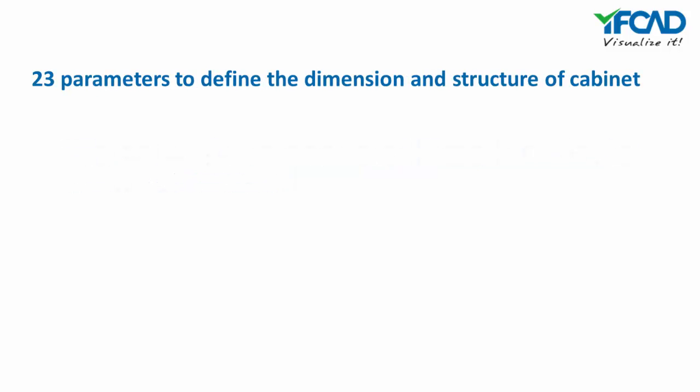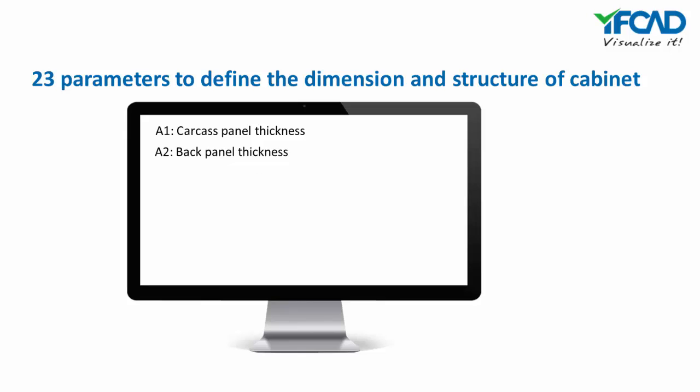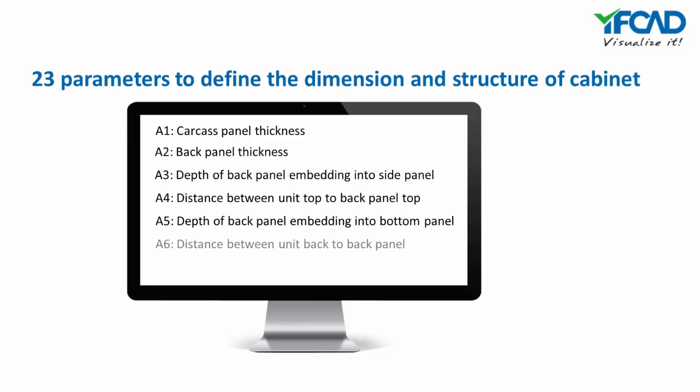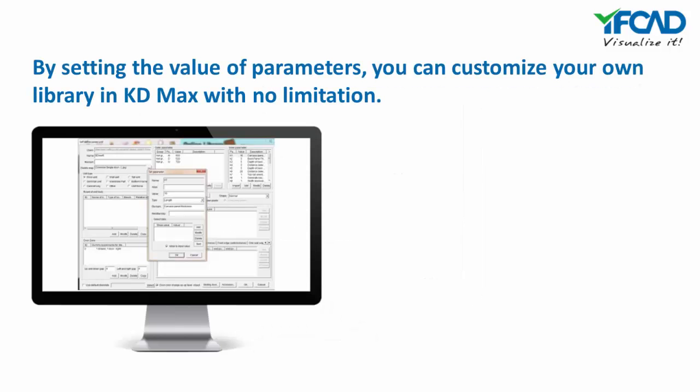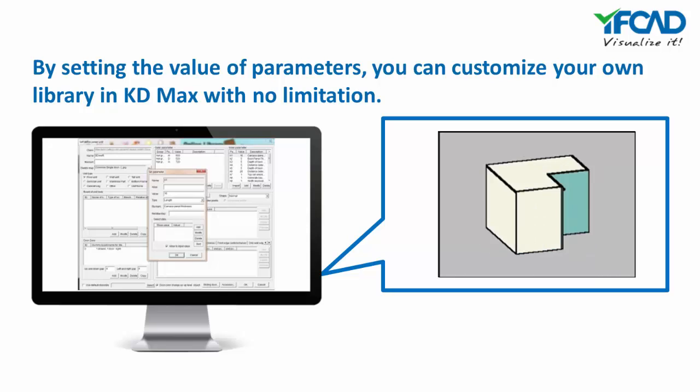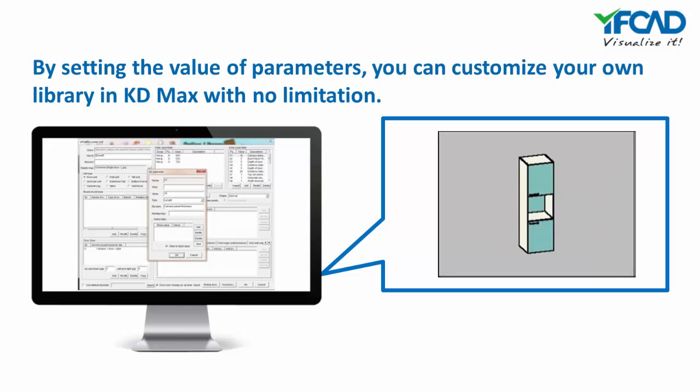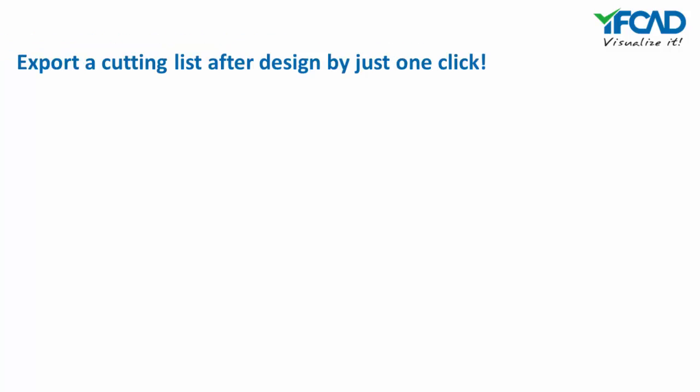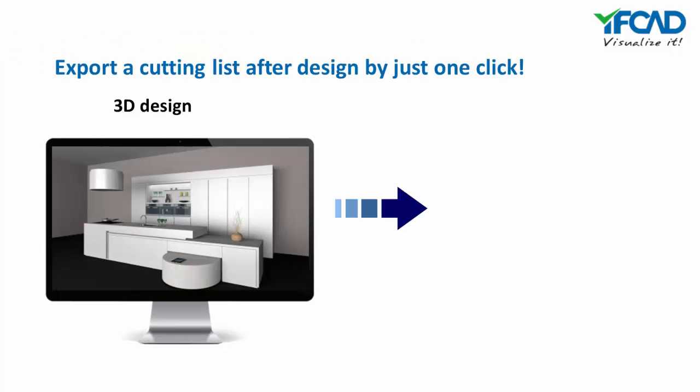In parameterized library of cabinets module, there are 23 parameters to define the dimension and inner structure of cabinet. By setting the value of parameters, you can customize your own library in KDMax with no limitation. And you can export the cabinets after design just by one click.